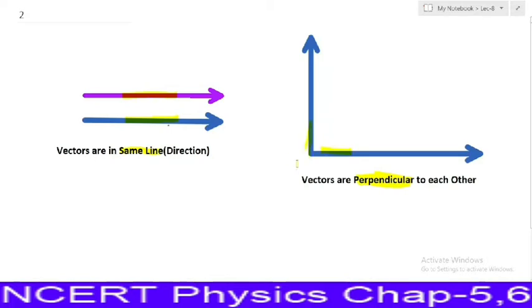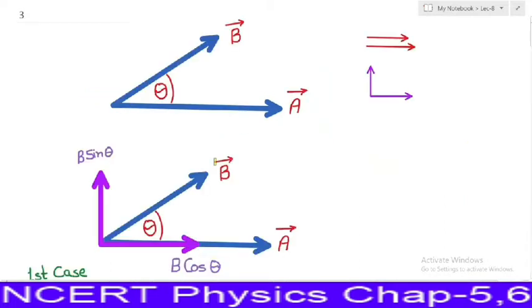Suppose these are two vectors, vector a and vector b, and angle between them is theta, and now we want to multiply vector a and vector b. But as we know, for multiplication vector should be in same direction or should be perpendicular to each other. But in this case vector a is in this direction and vector b is in this direction, so neither they are in same line nor perpendicular to each other. So how we will multiply them?